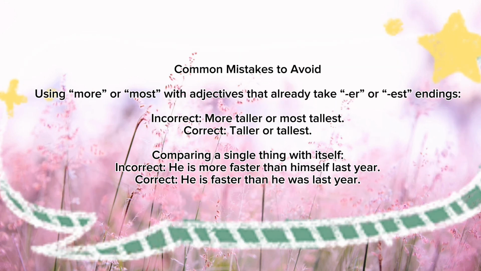Common mistakes to avoid: using more or most with adjectives that already take "er" or "est" endings. Incorrect: more taller or most tallest. Correct: taller or tallest. Comparing a single thing with itself. Incorrect: he is more faster than himself last year. Correct: he is faster than he was last year.